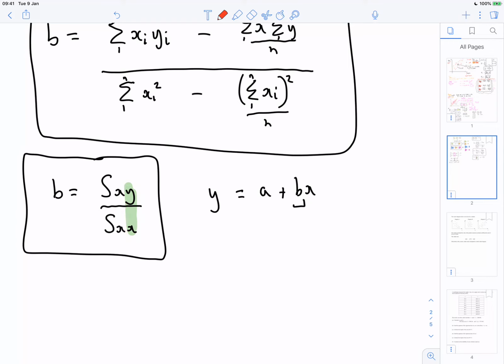It's up to you how you memorize it. It used to be in the formula sheet. And the sad thing is that these calculations aren't in A-level maths anymore.